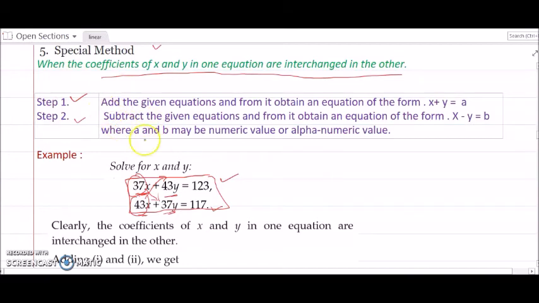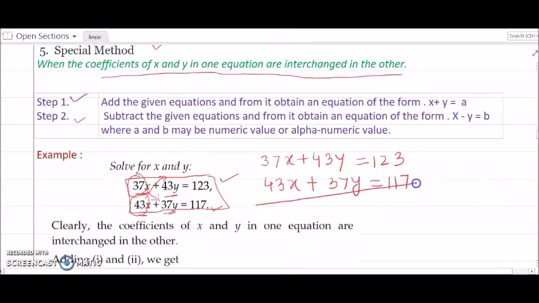In step 1 we have to add these two equations once. How? I'll tell you. This is 37x plus 43y is equal to 123, and the second equation is 43x plus 37y is equal to 117. In the first step you have to add them. So if you add them you will get these two.